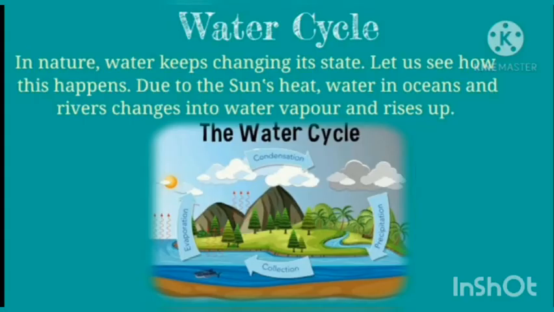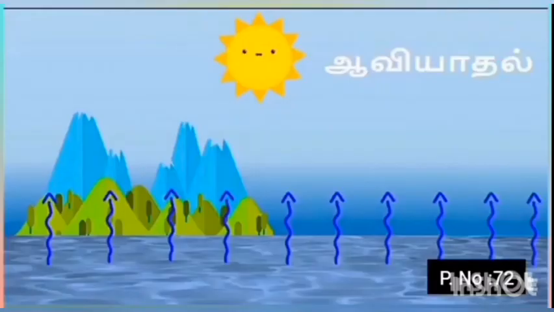In nature, water keeps changing its state. Let us see how this happens. Due to the sun's heat, water in oceans and rivers changes into water vapor and rises up. The first process is evaporation. What is evaporation? Water becoming water vapor on heating is called evaporation.